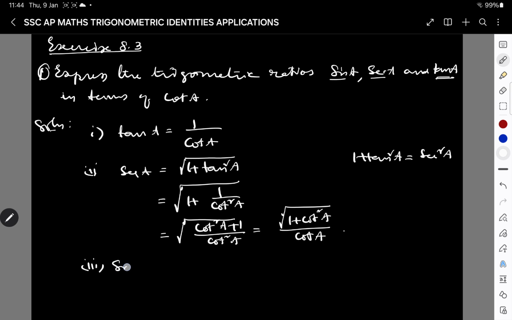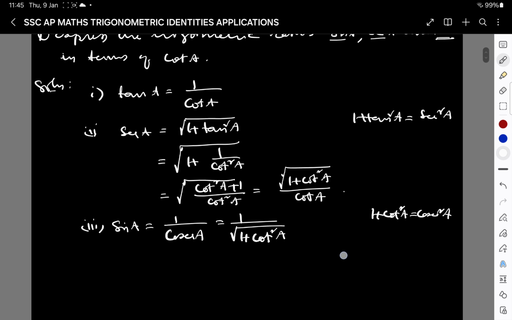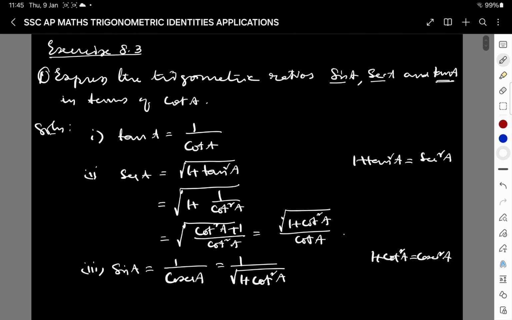Third one is sin A. How do you get sin A in terms of cot A? Sin A is 1 by cosecant A. You know 1 plus cot square A is equal to cosecant square A. So cosecant A will be square root of 1 plus cot square A. This is how you can express tan A, secant A and sin A in terms of cot A. You can express all the other ratios also in the same way. This is how you can apply the formulae or identities.